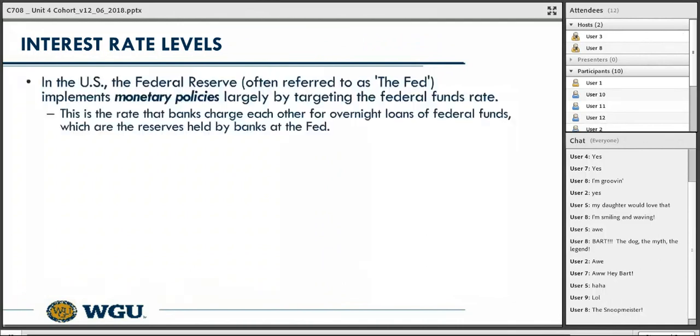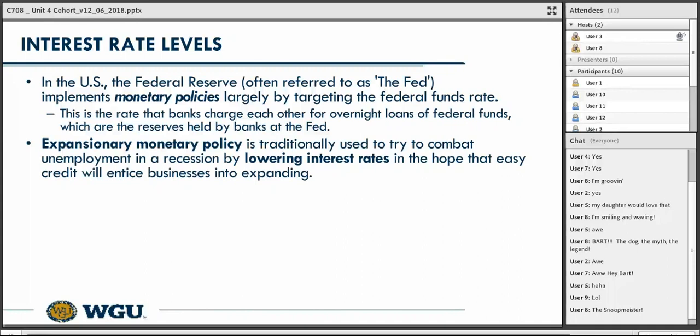So interest rate levels. The Federal Reserve, our friends in Washington, implement monetary policy. Now, monetary policy is policy that is associated with affecting the rates, largely the federal funds rate. And it's the rate that banks charge each other for overnight loans of federal funds, which are reserves held by banks at the Federal Reserve. Fiscal policy is policy that's set by Congress, and that's usually in the form of tax policy.